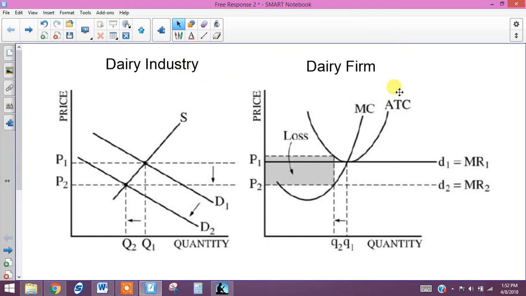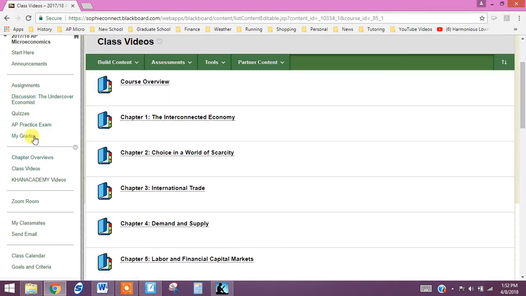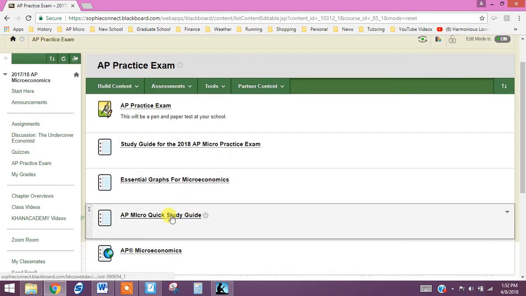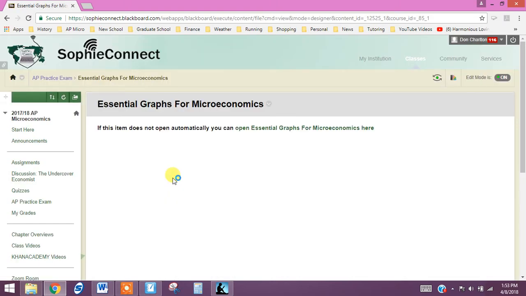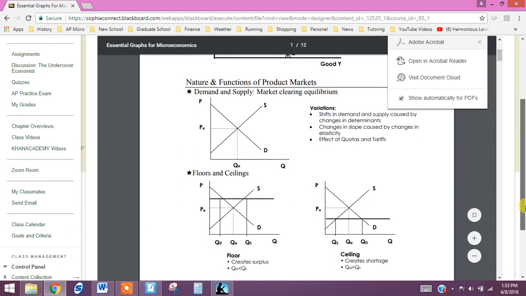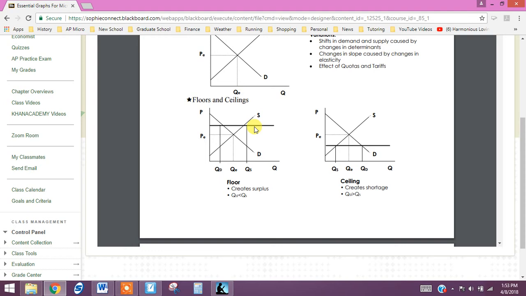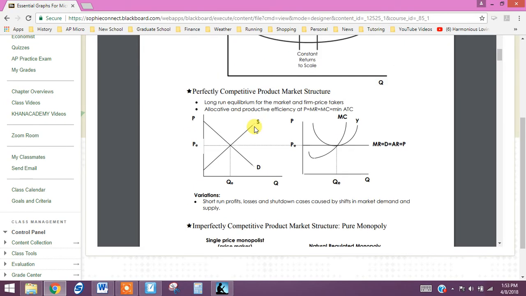I also want to point out that if you go to Blackboard and you go to AP Practice Exam right here, you can download all the graphs. If you download that, you can see what we're looking at. Let me scroll down here. Let's see if it has this in here. It may not, but I think it does. Yeah, right here. This is what we're doing basically.